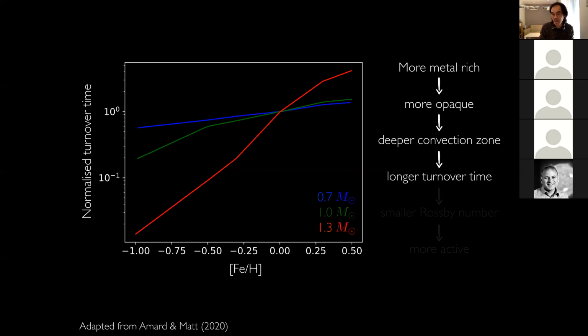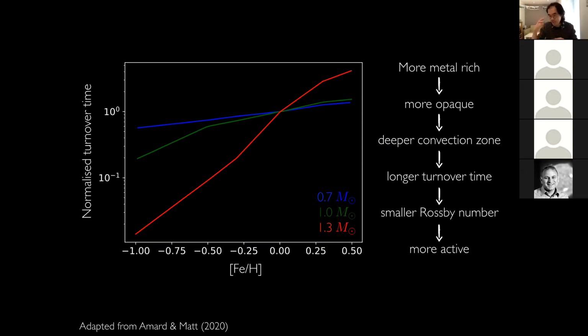You can see here on the left, I've just plotted turnover times for 3 stars as a function of metallicity. These are taken from this paper at the bottom here using Louis Amard's stellar structure models. And you can see that the structure models do show that more metal-rich stars have longer convective turnover times. If you have a longer convective turnover time, these stars should have smaller Rossby numbers and therefore should be more active. This is the chain of logic that I'll be testing in this work that I'll be talking about today.